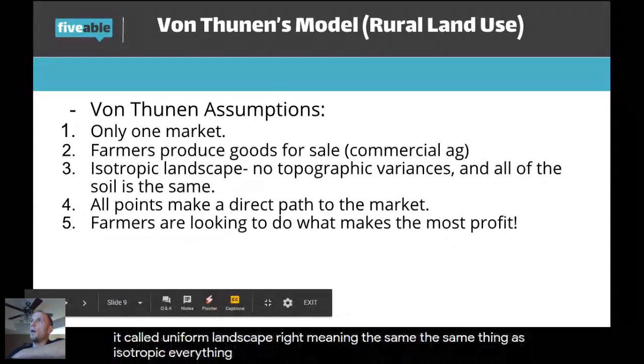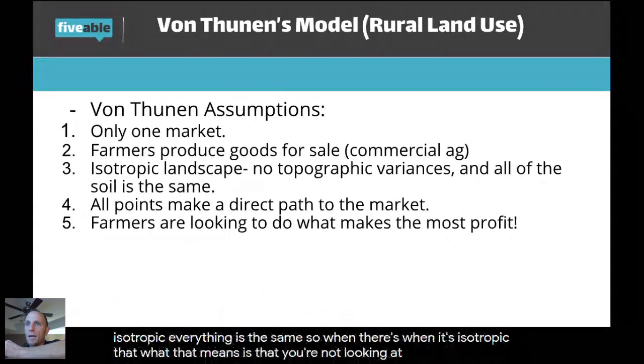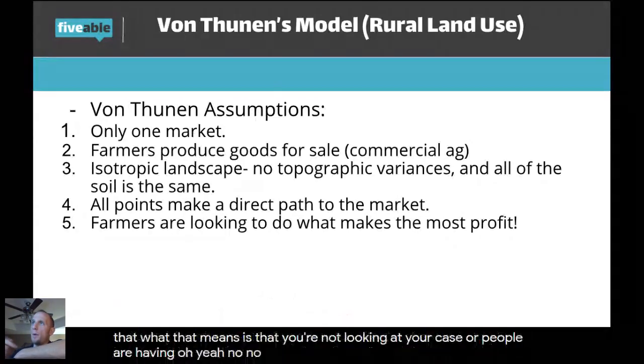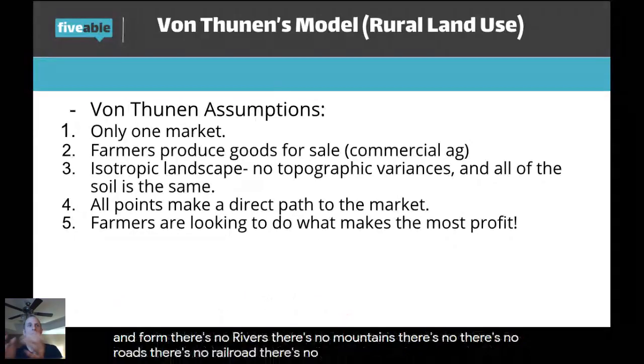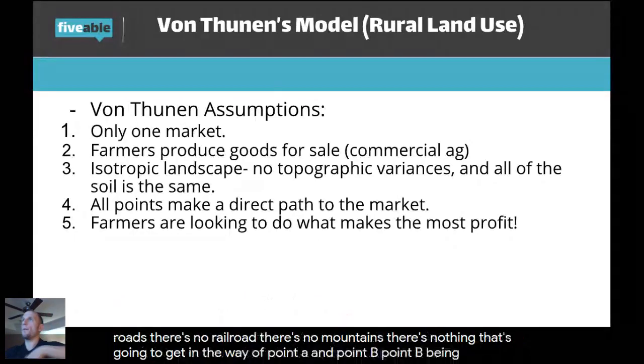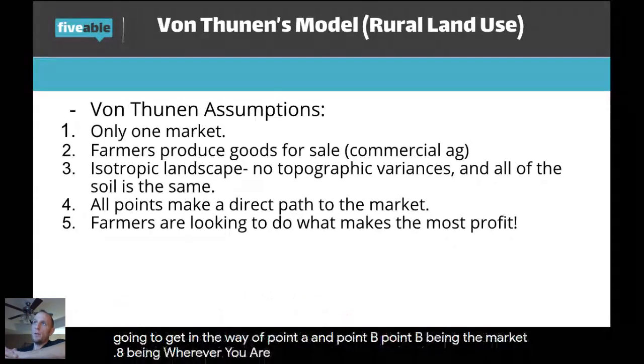Everything is the same. So when you look at isotropic or uniform landform, there are no rivers, there are no mountains, there are no roads, there are no railroads, there's nothing that's going to get in the way of point A and point B being the market, point A being wherever you are. And that's really what number 4 is. All points make a direct path to the market.